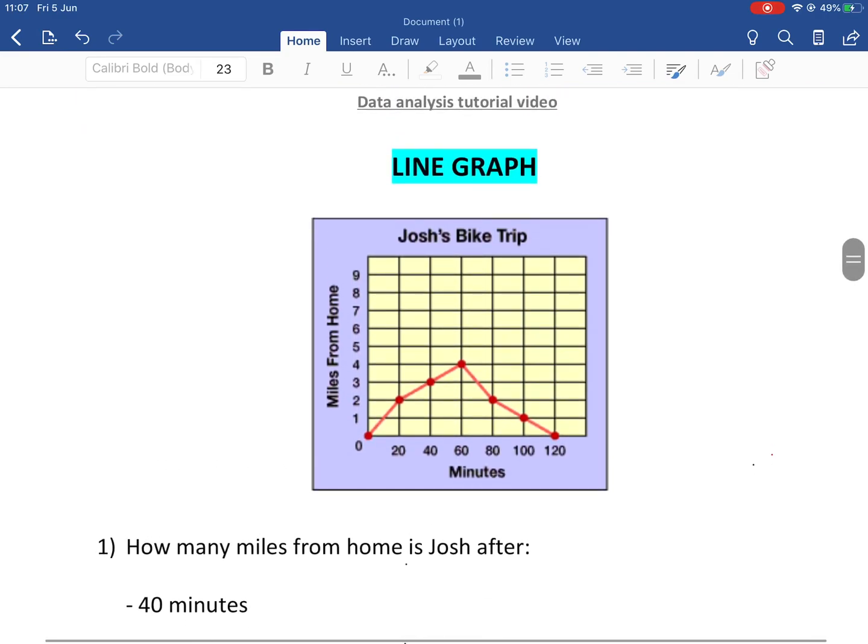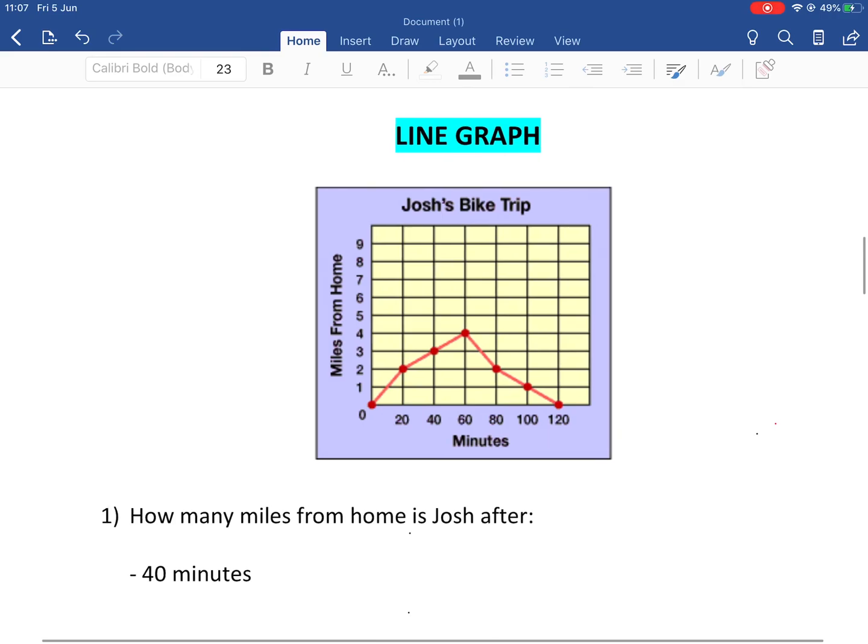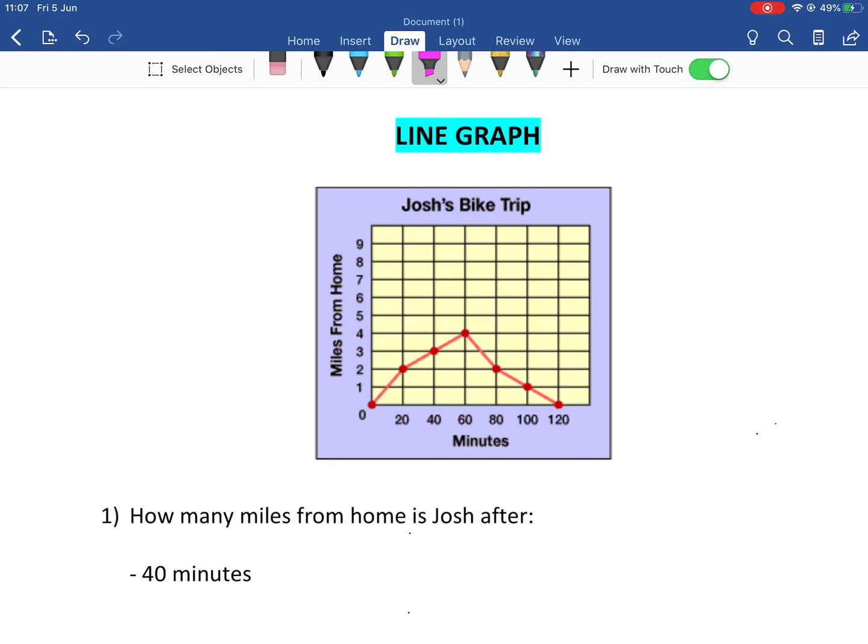So then if we go on to look at the line graph, you'll see this line graph is about Josh's bike trip. So across the bottom is minutes, so it shows that he's going for a 120-minute cycle. And up the y-axis is how many miles from home he has gone. So if we look at the first question, how many miles from home is Josh after 40 minutes? Really similar to our bar graph. We're going to find what we want on our x-axis, so that's 40 minutes. We're going to look up until we get to the line, and we're going to look across and read the number. So in this case, it is 3 miles.